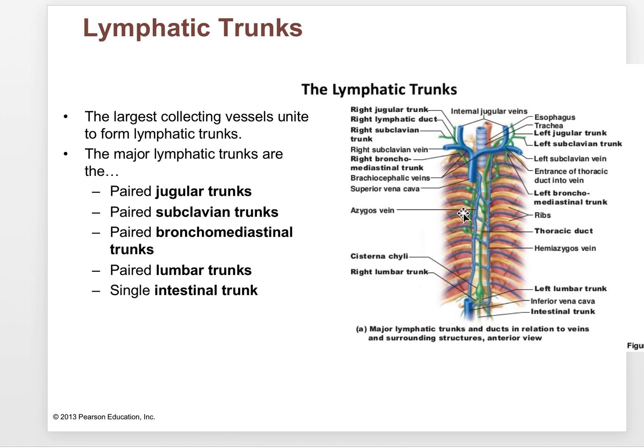The lymphatic trunks are the largest collecting vessels, formed when the collecting vessels unite. There are several major lymphatic trunks. There are the jugular trunks; you see here the left jugular trunk and the right jugular trunk. There's a subclavian trunk, one on the left and one on the right. There's a bronchomediastinal trunk, here. There are lumbar trunks, the right and the left lumbar trunk; here's the left lumbar trunk down here. And the single intestinal trunk. That's this trunk down at the bottom. There is only a single intestinal trunk.